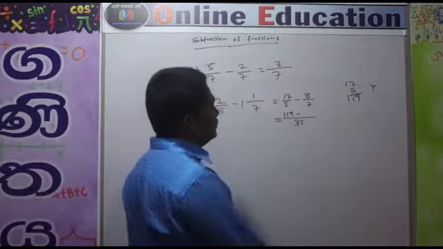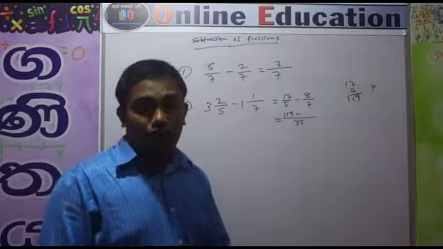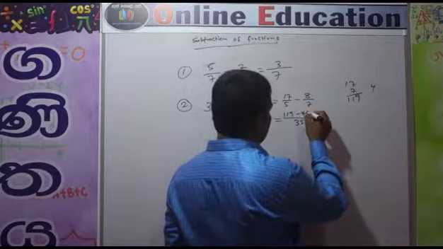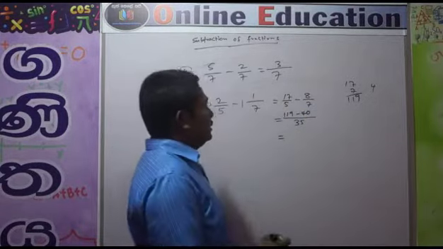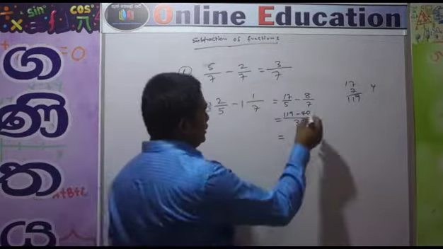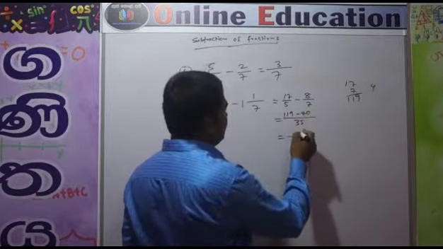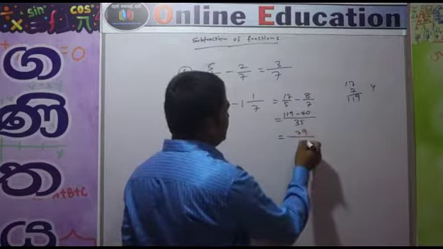35 divided by 7. How many 7s in 35? 5. That value multiplied by 8. 5 times 8, 40. Okay. Right. Here 119 minus 40. How much? 79. 79 over 35.